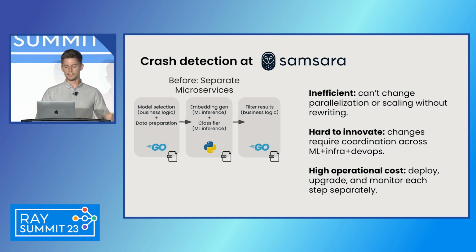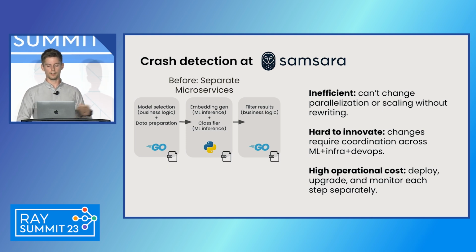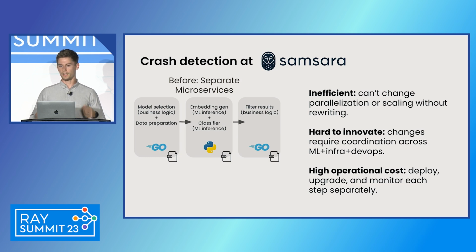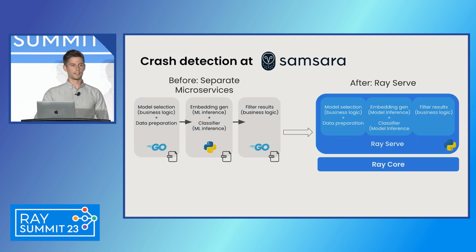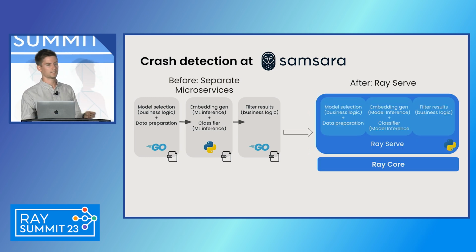Each of these was slightly different and was deployed, upgraded, and monitored both separately and in a slightly different way. So they ended up having a very high operational cost from all of the manpower they had to put into running this as a production system. So they decided to change to using Ray and Ray Serve for their next generation ML platform.